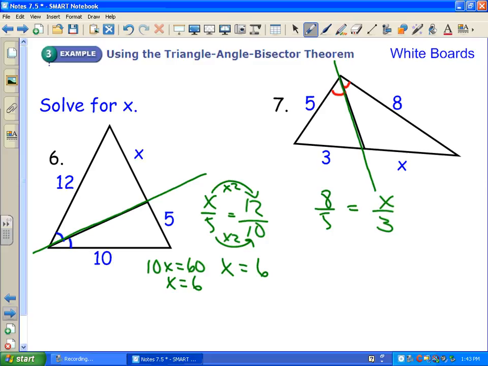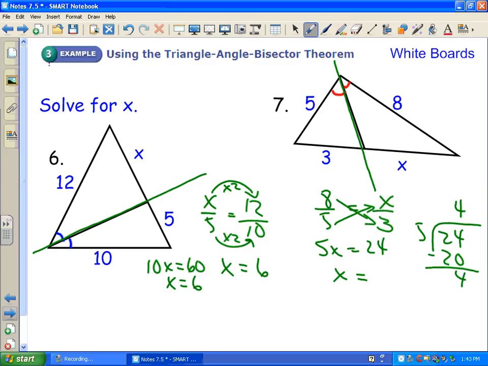So I did the right picture over the left picture. Now I'm going to cross multiply. 5x equals 24. Now 5 doesn't go into 24 evenly. Let's come over here and do that long division again. 5 goes in there 4 times. I got 4 left over, so let's add a point and bring down a 0. 5 goes into 40 8 times evenly. So it's 4.8.